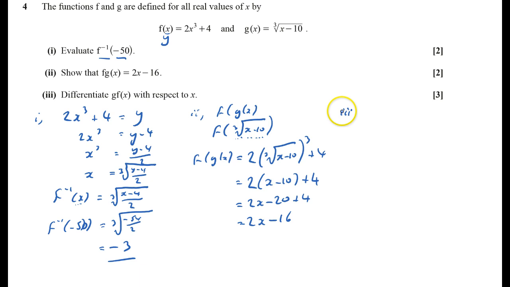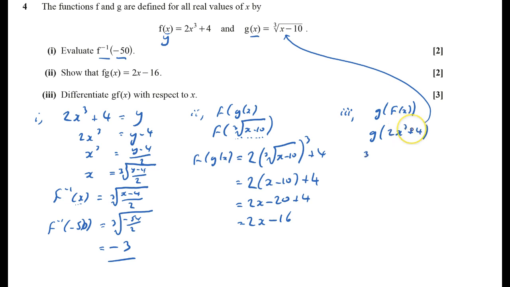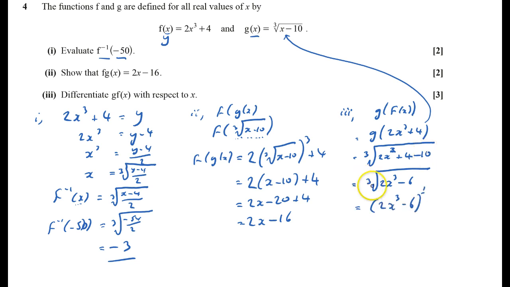Okay, so now we're going to have to differentiate g of f of x. So g of f of x. So that means g of an f of x, where f of x is 2x cubed plus 4. And so that means I put in 2x cubed plus 4 in place of the x in g of x. And so I get the cube root of 2x cubed plus 4 minus 10, which is the cube root of 2x cubed minus 6. If I'm going to differentiate that, I'm going to write it as 2x cubed minus 6 to the power of 1/3.